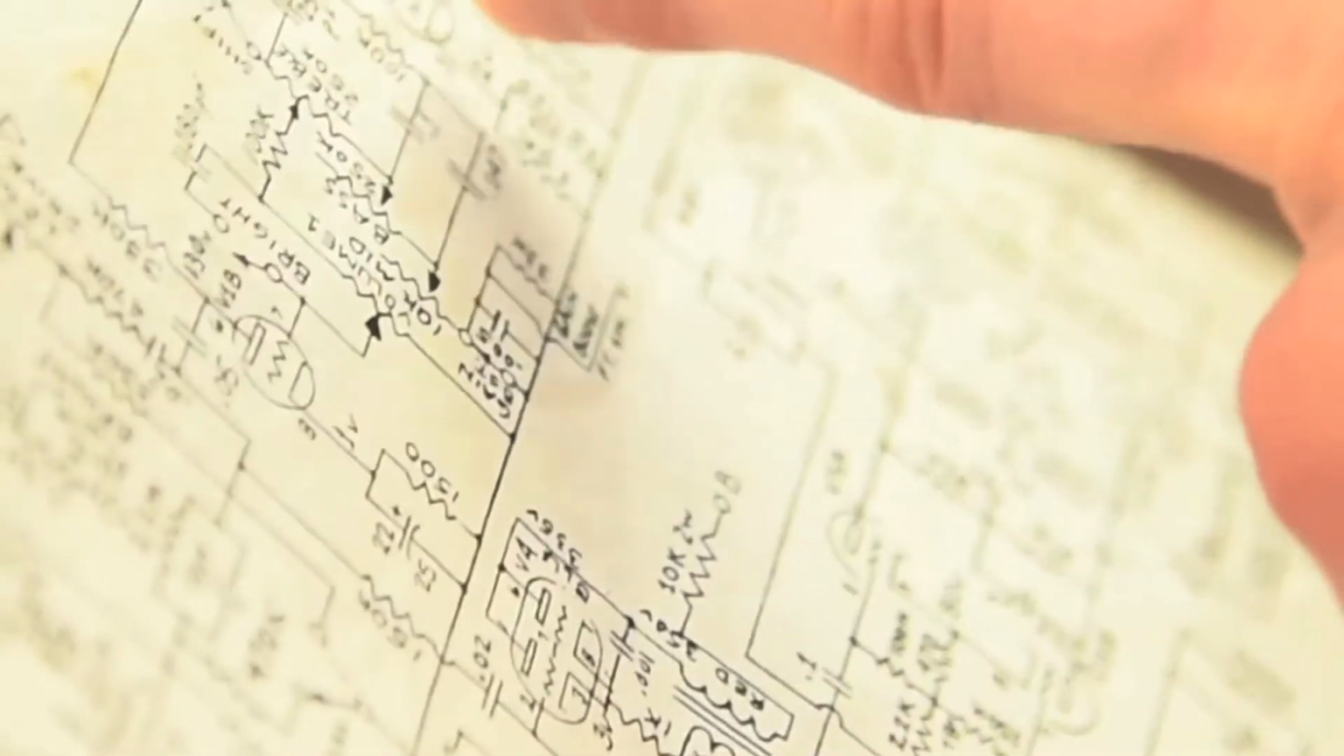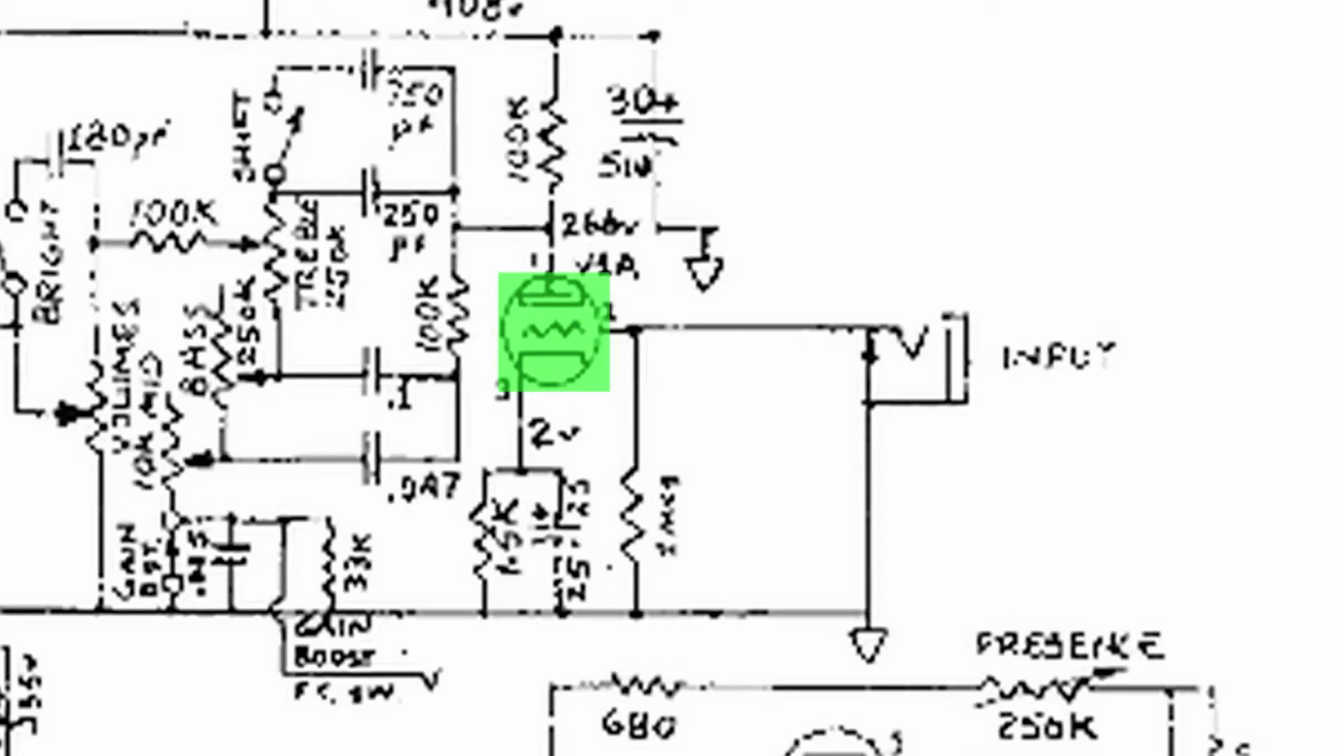And what section is this? That's the very first tube. That's the input jack right there. Okay.